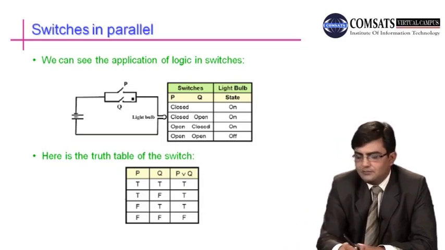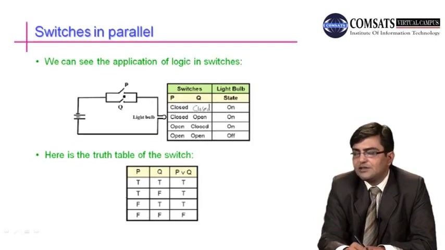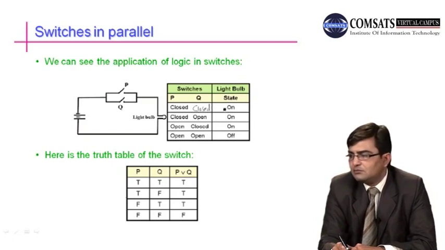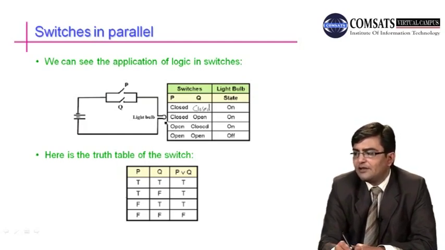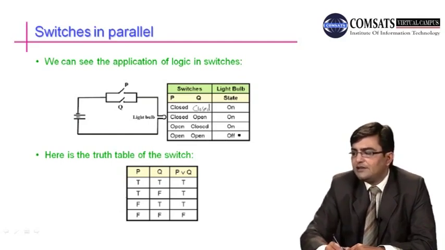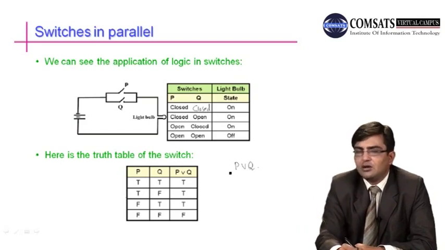So in this situation, if P is closed and Q is closed, the bulb is on. If P is closed but Q is open, the bulb remains on. If P is open and Q is closed, the bulb also remains on. If both switches are open, the bulb is off. So this is an example of the disjunction operator, or the OR logic gate, P or Q.